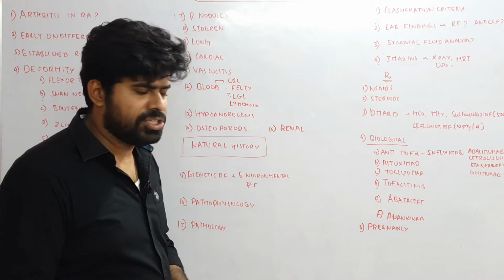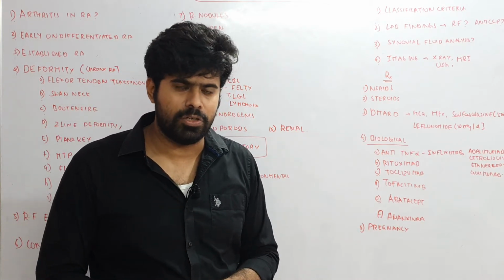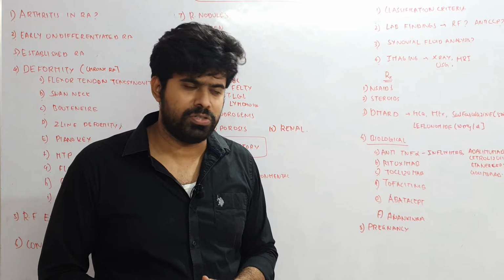And the renal manifestations. Renal manifestation will be either membranous nephrotic syndrome, or the patient can develop renal amyloidosis.